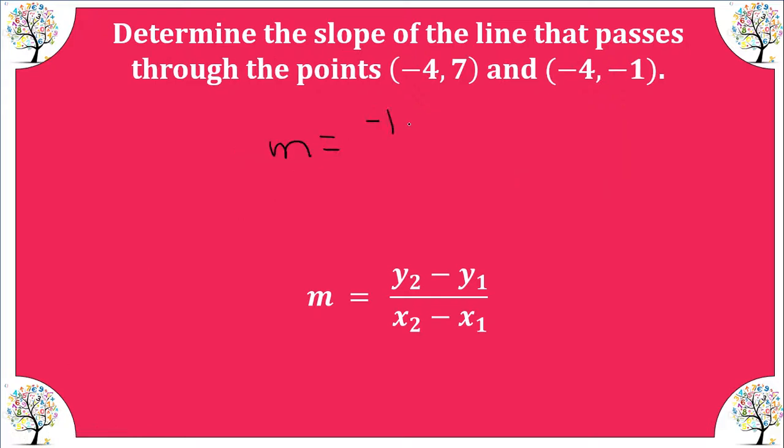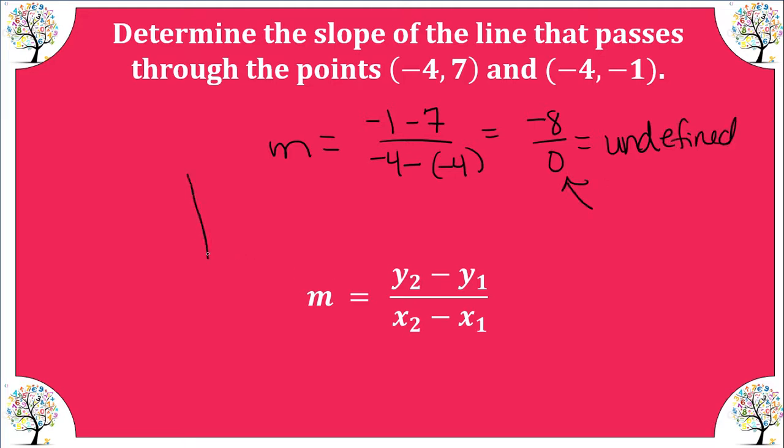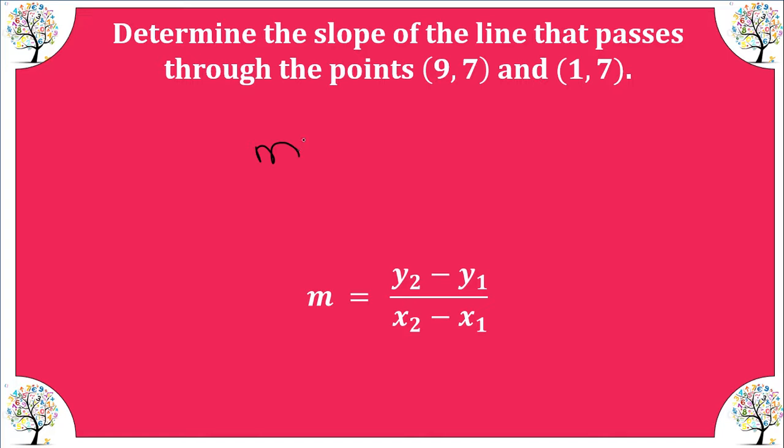We have -1 minus 7 over -4 minus -4. I notice my x's are repeating. This is not a function, so this must be the vertical line with an undefined slope, and it is. So I'm going to say undefined. Can't have a 0 in the denominator. This would be the vertical line. Now we have repeating y's, which is fine. So we have 7 minus 7 over 1 minus 9. We know this is going to have a 0 slope because it is the horizontal line.